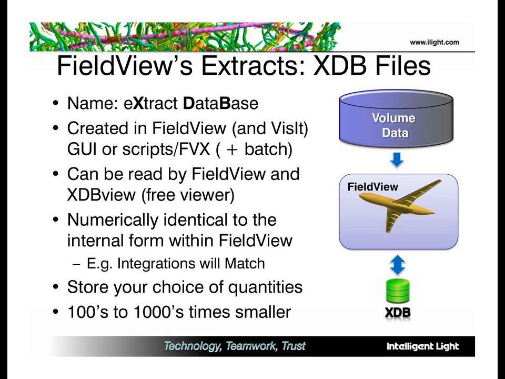XDBs are numerically identical to the internal form within FieldView, which means if you do a mass flow integration on a cut in the volume file, it's going to match the mass flow integration on an XDB. You can store your choice of quantities, which are either in the solver file directly or using the function calculator to make up new derived quantities, and store those in the XDB. And the XDB files are hundreds to thousands of times smaller.